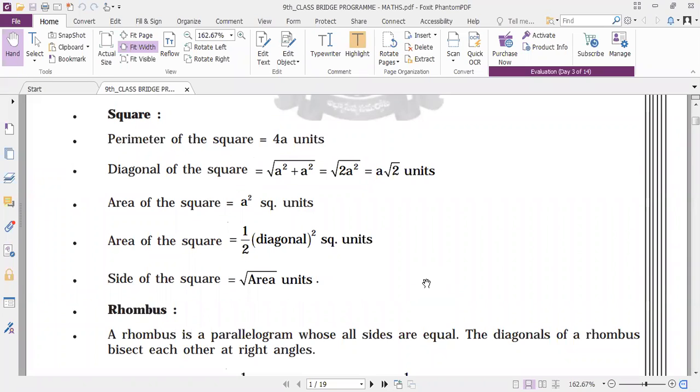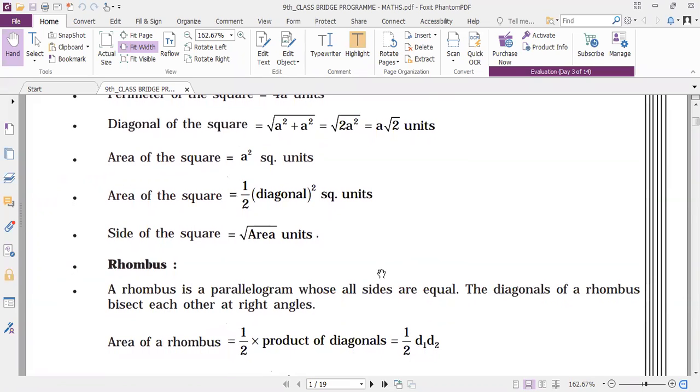Area of the square equal to half diagonal whole square units. Area of the square we can write as half diagonal square units. Side of the square is under root of area units.